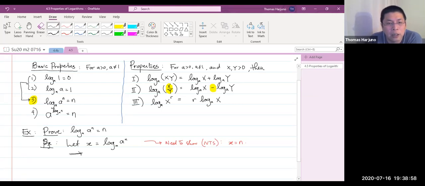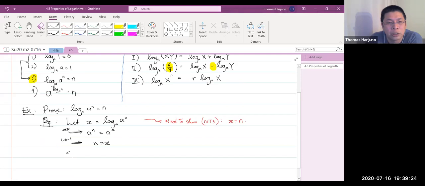Now, that's the log form. The exponential form will be a to the n equals a to the x. And then from there, we use one-to-oneness to say that n equals x. So by substitution, log base a of a to the n, which is equal to x, we can now say equals n. So that's the proof for number 3.